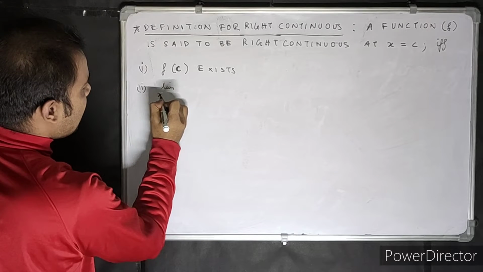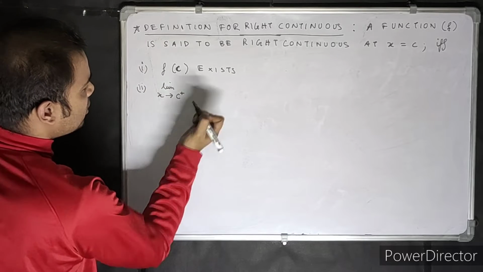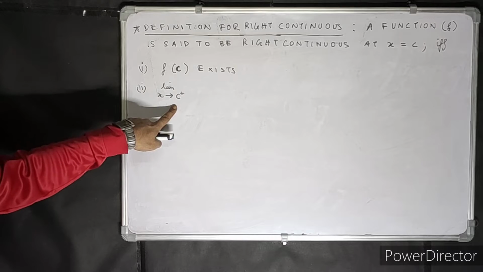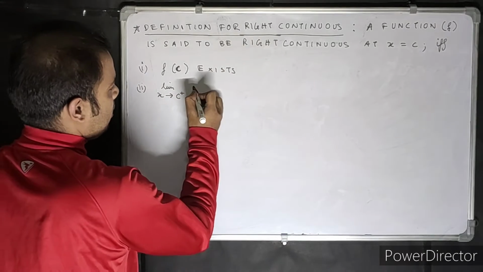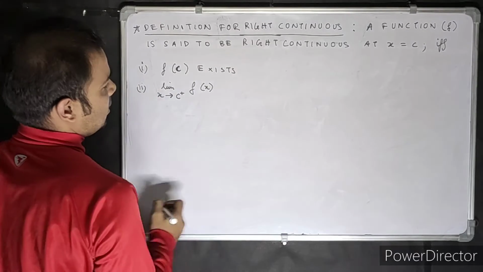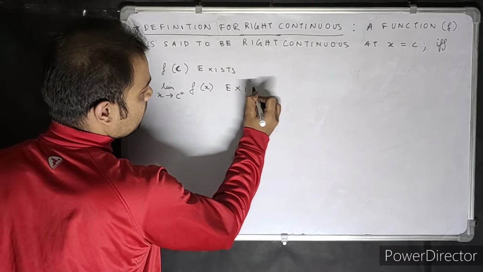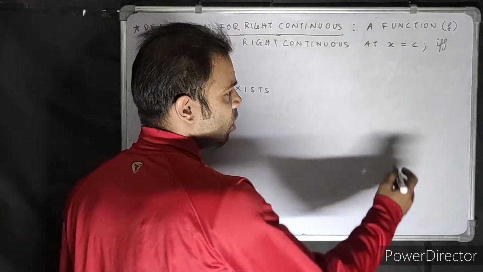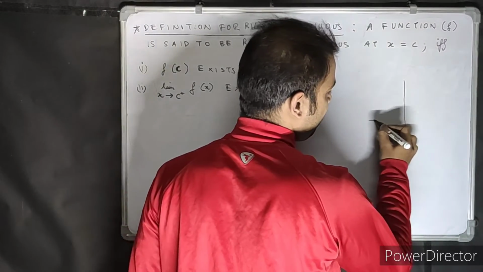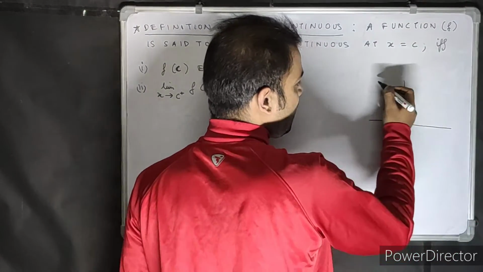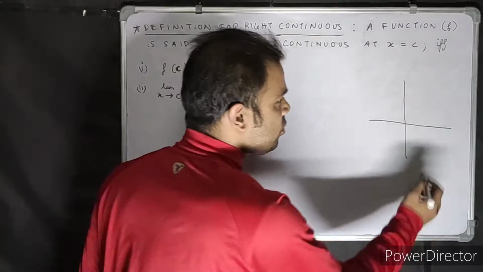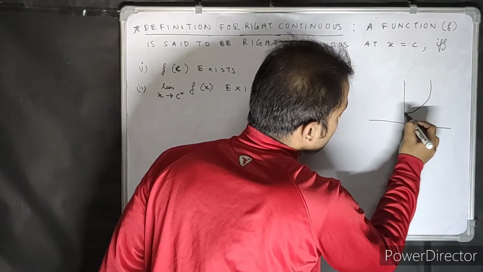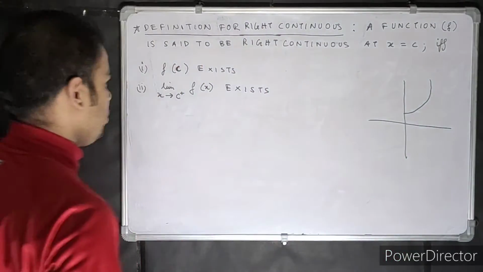Limit of x tends to c positive, means approaching from the right hand side, f of x exists. So we are talking about actually what? We are talking about the two parts of the graph. We haven't got to the whole continuity. In the first part we spoke about the left continuous, and in the second part we are talking about the right side. From the right side it's continuous.